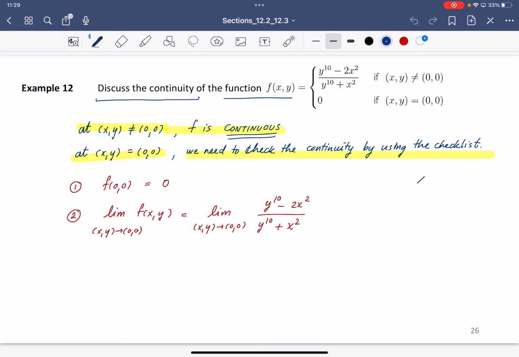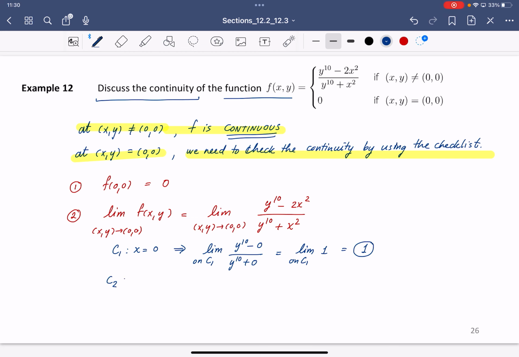Let's pick the first one, C1, where you let x equal to 0. So what is the limit here? The limit is y^10 minus 0 over y^10 plus 0, right? Which is going to be the limit on C1 equal to y^10 over y^10, which is 1. So you found already one line where the limit is equal to 1.